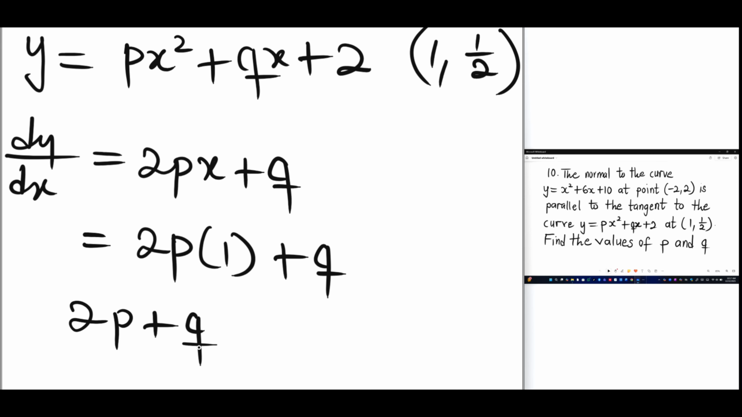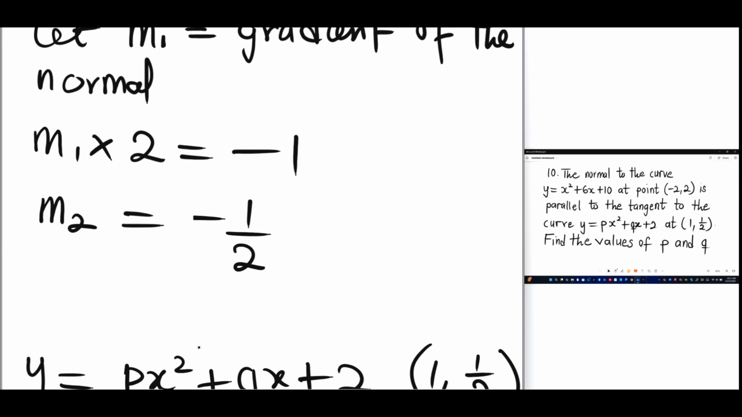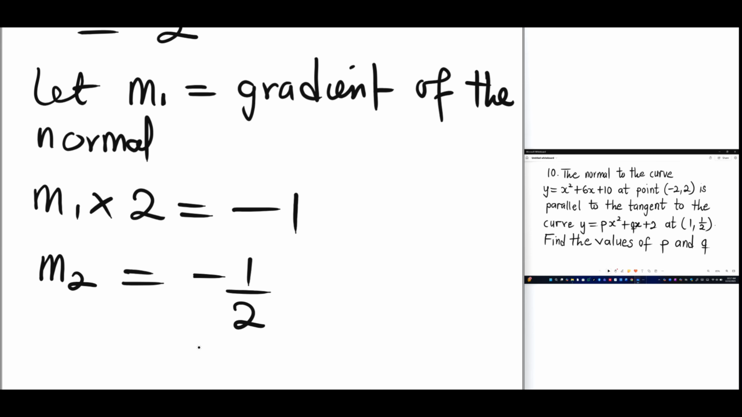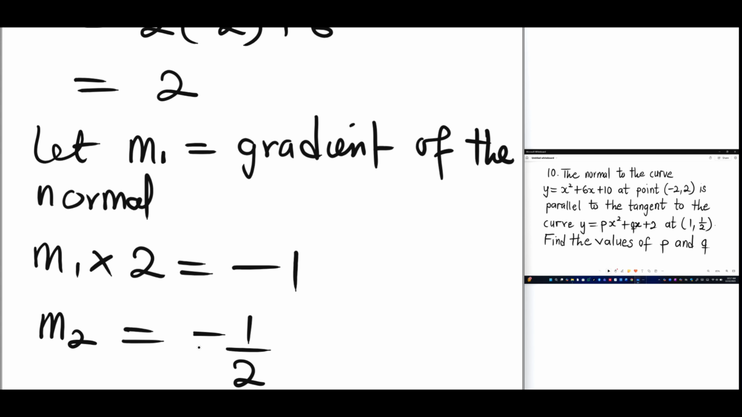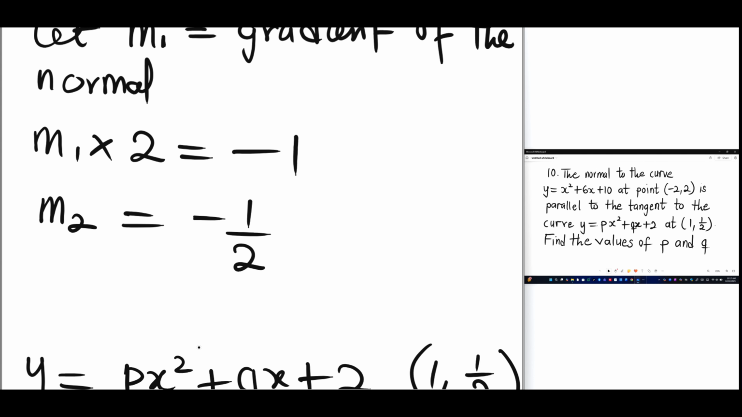Now, in the first case, we solve for the gradient of the normal to the curve. That's from the first curve, y is equal to x squared plus 6x plus 10. And we obtain the gradient to be negative half.